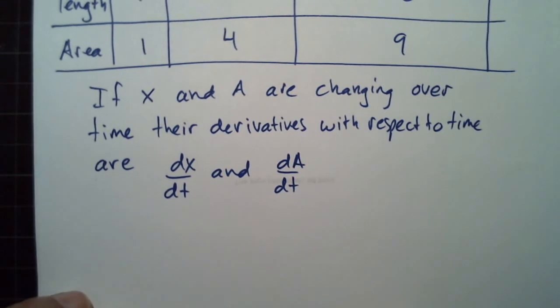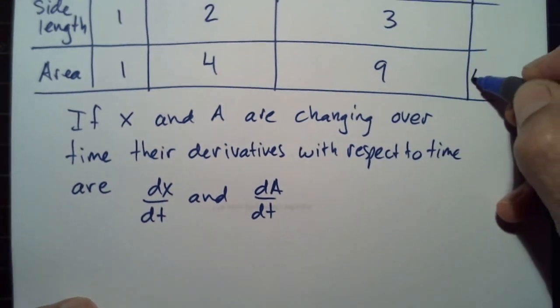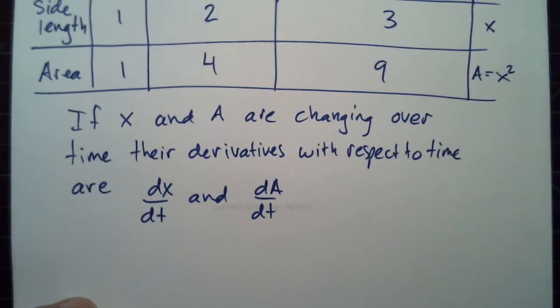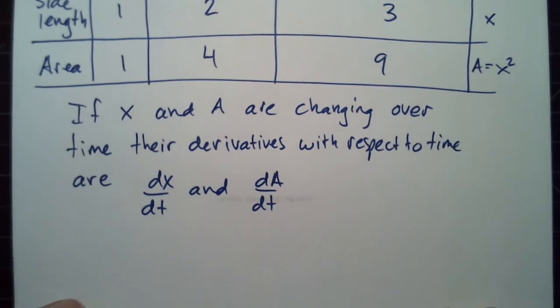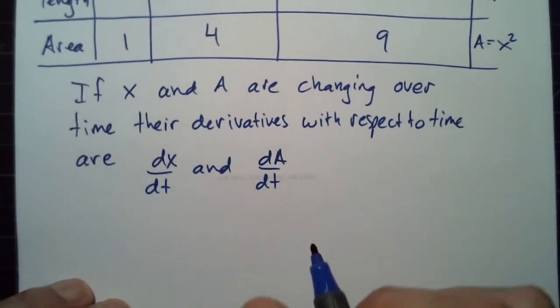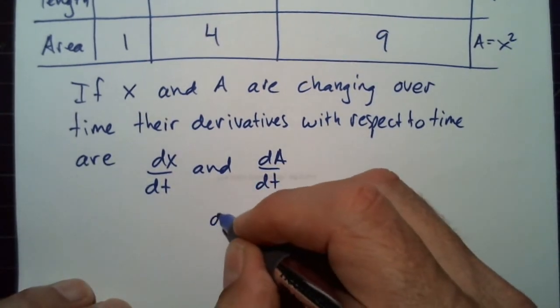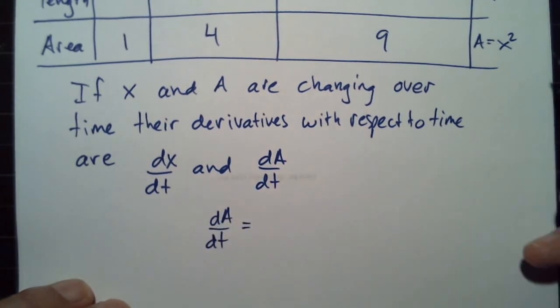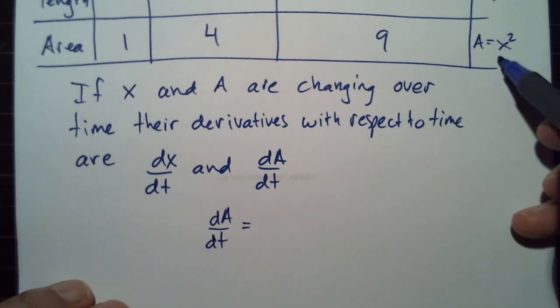And up here, if we say that the area equals x squared, so x is the side length, area equals x squared, then the rate of change of the area is equal to the derivative of this.